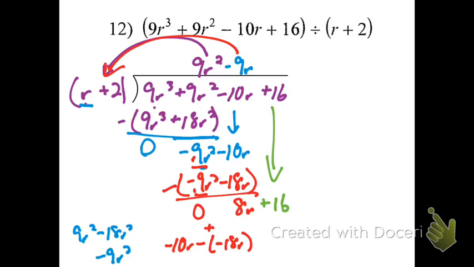And last but not least, what do you multiply by r to get 8r? It's a positive 8. 8 times r is 8r. 8 times 2 is a positive 16. We subtract, and once again, no remainder. Get 0 there. So then this is our quotient.